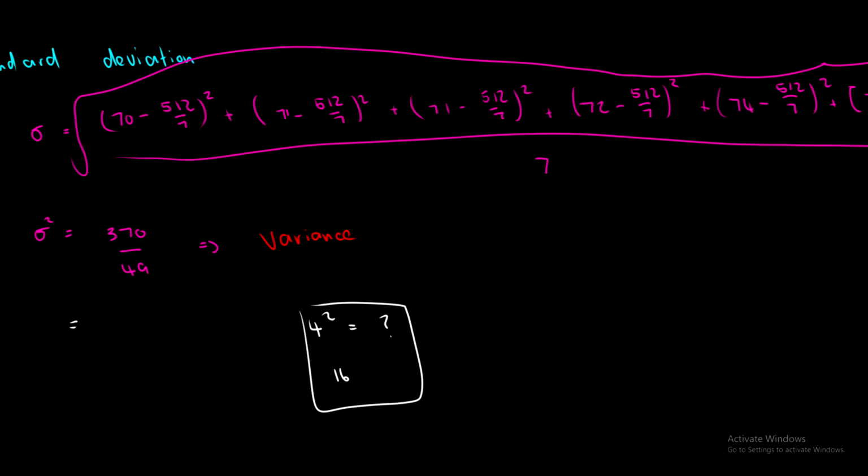So currently, this is my variance. To find my standard deviation, I need to square root this value. So my standard deviation is the square root of 370 divided by 94. That gives me approximately 2.75. This is how we find standard deviation.